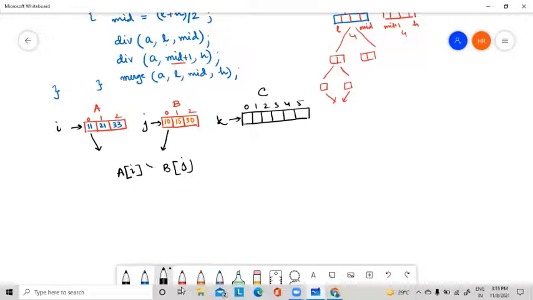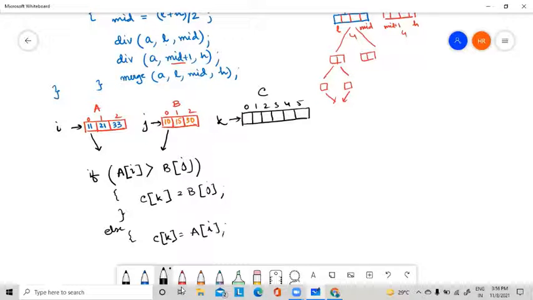If A of I is greater than B of J, then which one is smaller? B of J is smaller. This B of J will be copied into C. So I will write it like this: C of K equal to B of J. Otherwise, the reverse happens, meaning A of I is smaller than B of J. So there comes the else part, where I will copy A of I. Ultimately, the smallest one among these two elements will be copied into C.